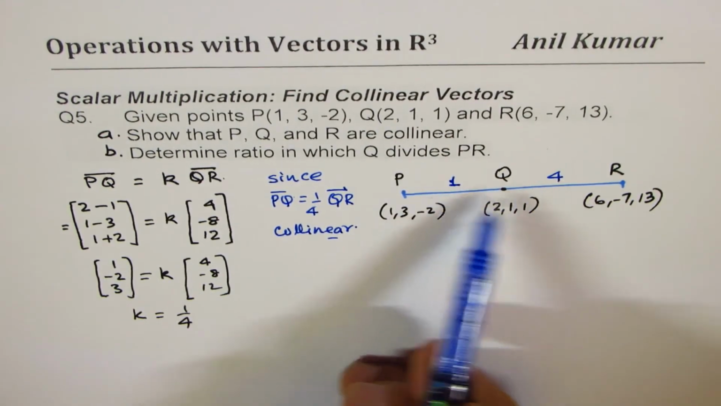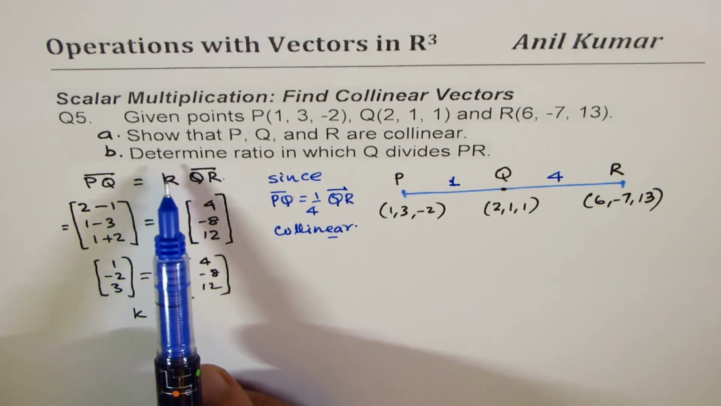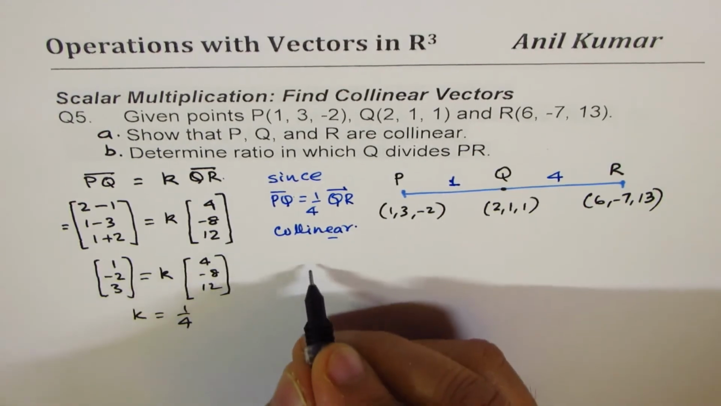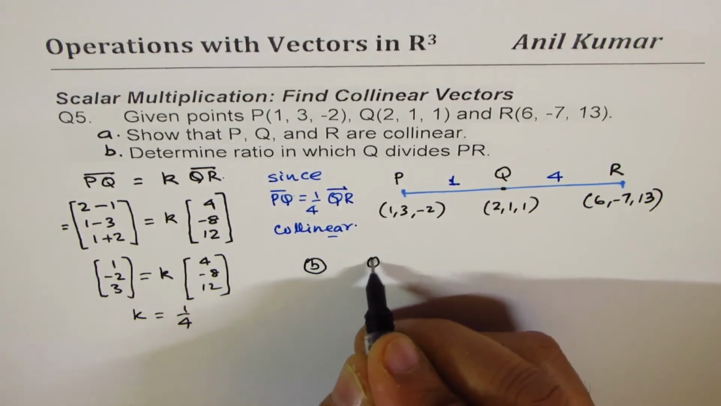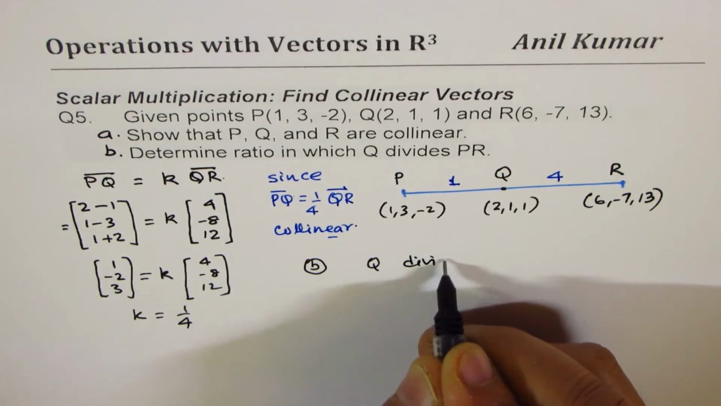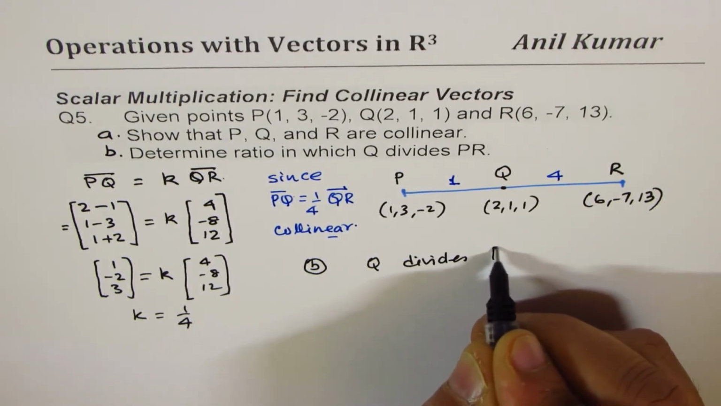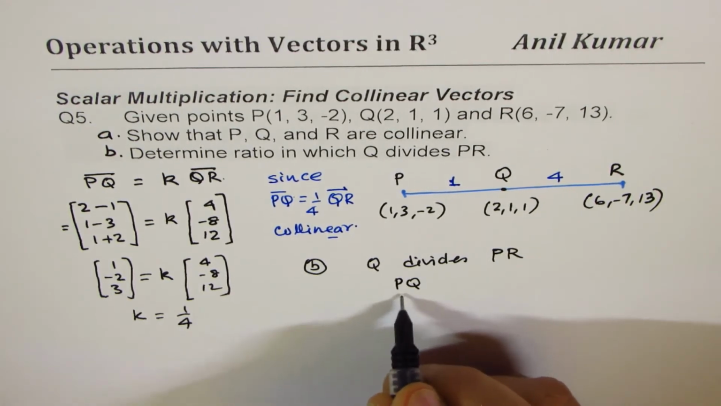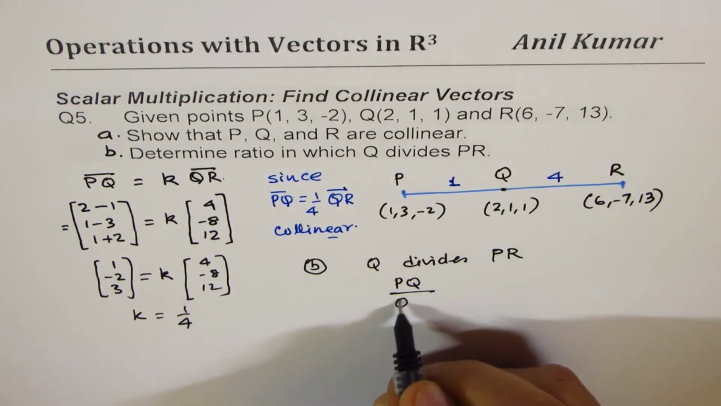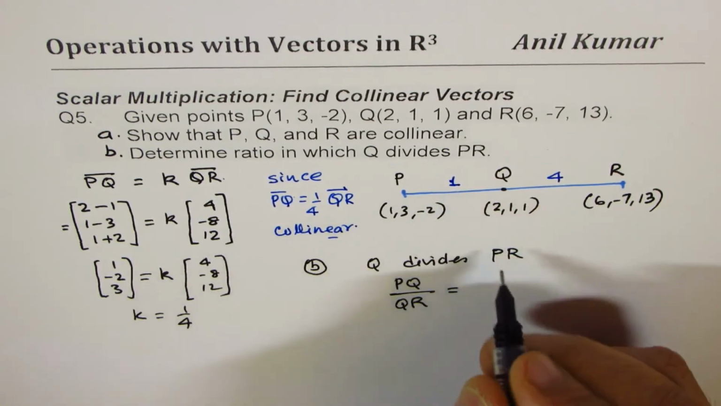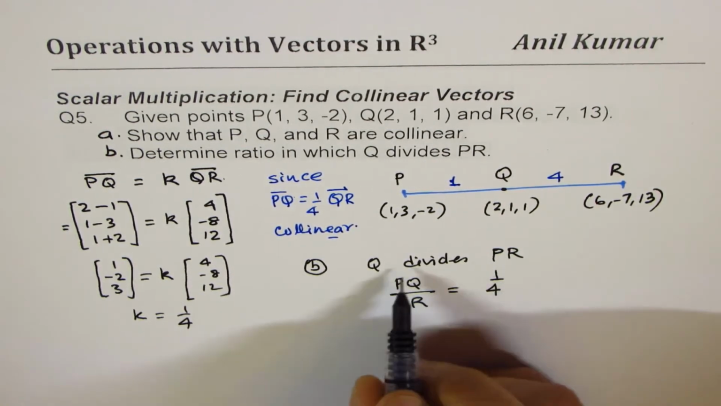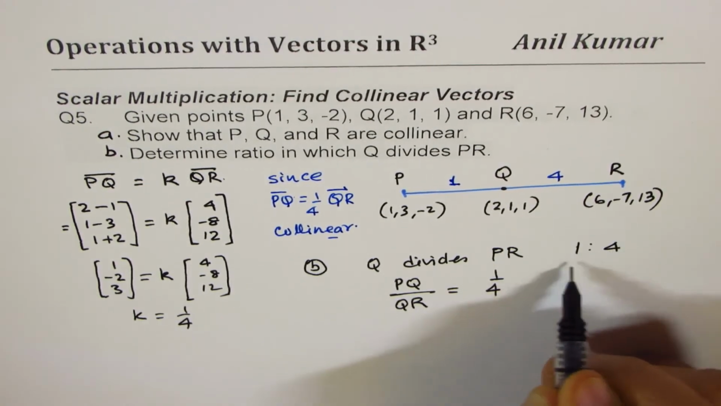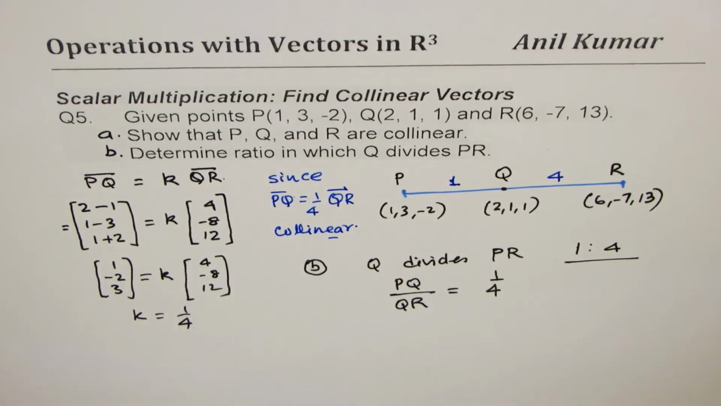Is it okay? So now we can answer the second part also, which is determine the ratio in which Q divides PR. So part B is, Q divides PR in what ratio? So we can say PQ over QR is equal to 1/4, right? So it divides in the ratio of 1:4. So that is how you could answer this question.